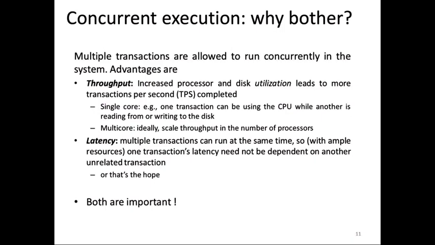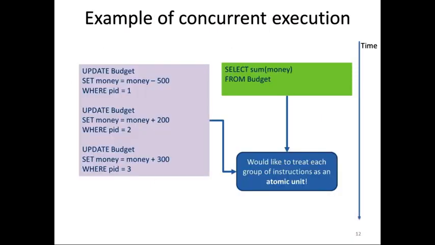And so latency is the other performance reason for which we need concurrent executions. In this way, with parallel executions of transactions, one transaction's latency will not be dependent on another unrelated transaction's latency or slowness. And both, of course, are important. Throughput and latency are highly important. So this is what we mean by concurrent executions. Let's look at an example here.